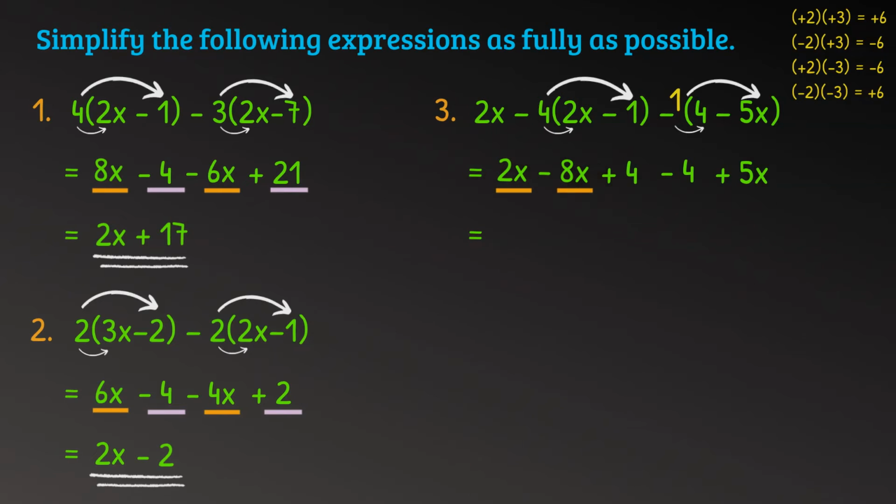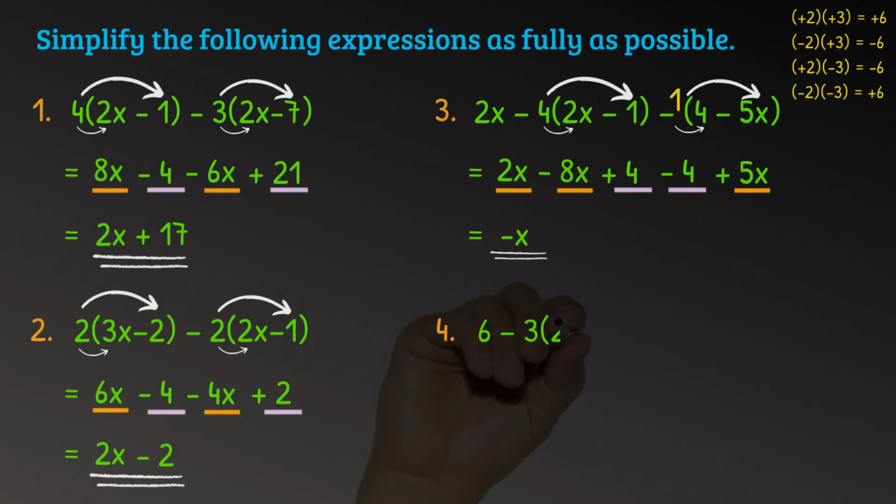Next, we're going to underline all the terms that have x in them so we can combine them together, and there are 3 here. So 2 minus 8 plus 5 gives us the first term of our solution as -x. But then if we look at the remaining terms that are both constants, we have a +4 and a -4. So if we add those together, we get 0. So we have no constant in the answer, and the final answer is just -x.